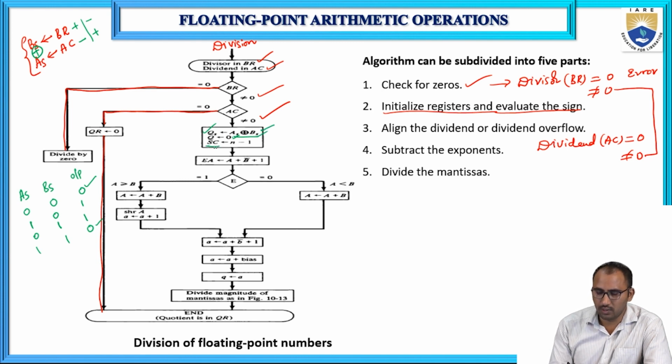Next, the sequence counter is loaded with a count equal to n minus 1, because this is a sign magnitude representation. In sign magnitude representation, the first bit is used to represent the sign and the remaining bits are used to represent the magnitude. So the sign is 1 bit. If the total number of bits is n, we neglect the sign, so n minus 1 count is loaded into the sequence counter.